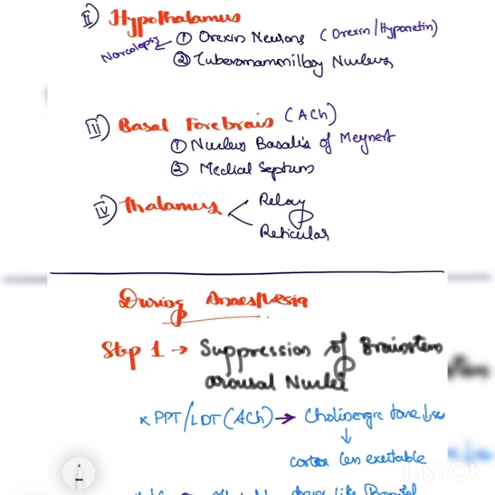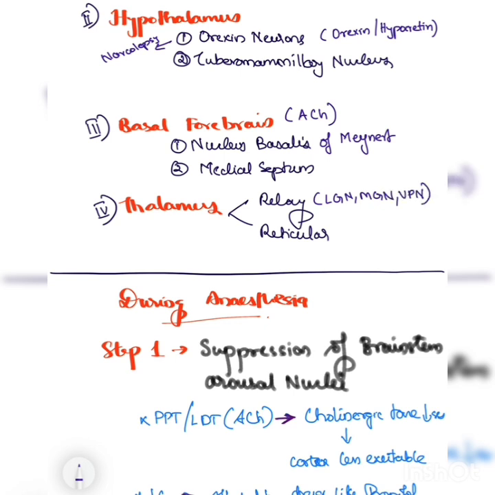Coming to the thalamus, the thalamus has two kinds of nuclei, the relay nuclei as well as the reticular nuclei. Relay nuclei are specialized thalamic nuclei that act as information hubs, transmitting sensory and motor signals to the cerebral cortex. Examples of relay nuclei include sensory relay nuclei like the lateral geniculate nucleus, medial geniculate nucleus, ventral posterior nucleus, etc. Similarly, it has motor and limbic relay nuclei also.